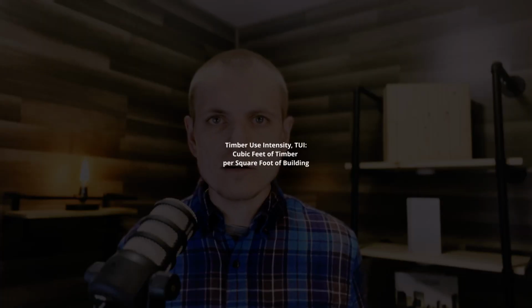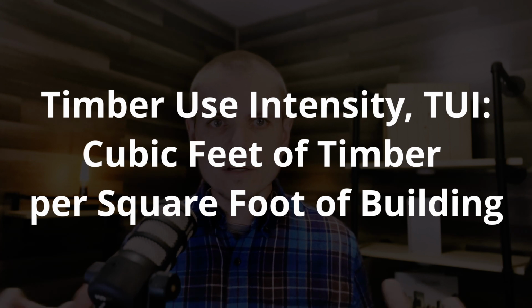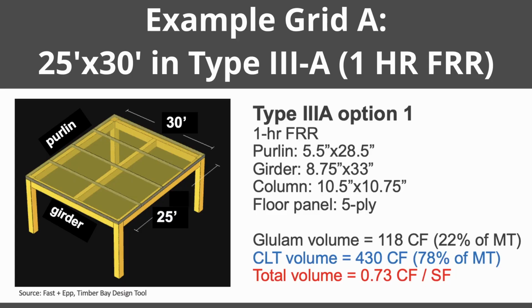Now, one of the metrics that I like to use when determining how efficient a project is in utilizing mass timber, specifically the volume, is what I call timber use intensity. Now, timber use intensity is simply taking a ratio, looking at what is the total volume of timber that you're using over a given area. So you can do this based on one individual column bay. You can do this over an entire floor plate, but basically add up the total cubic footage of timber in that area, divided by the area itself, the square footage. And that gives you a ratio, say 0.7 cubic feet of timber per square foot of building. Again, refer to this as the timber use intensity.